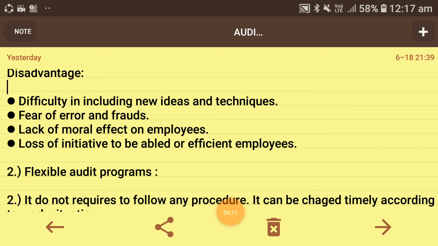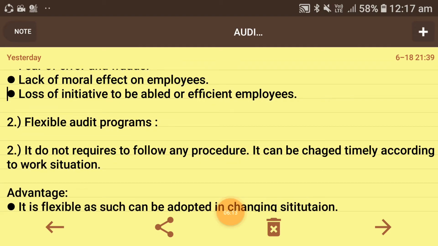Next is the flexible audit program. If we ask about its definition, it does not require following any fixed procedure. It can be changed timely according to the work and situation. It is not that the written audit program is not given. Yes, it is given, but it is not a fixed audit program. It can be flexible according to the situation which arises at that point of time.